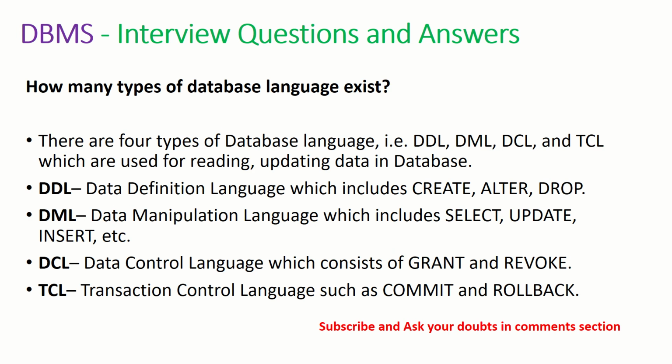How many types of database languages exist? So there are four types of database languages that primarily exist. The first one is DDL, which stands for Data Definition Language. The second one is DML, which is Data Manipulation Language, which generally includes select, update, insert, etc. Then there is DCL, which is Data Control Language, which consists of authorizations like grant and revoke. TCL stands for Transaction Control Language, such as commit and rollback.